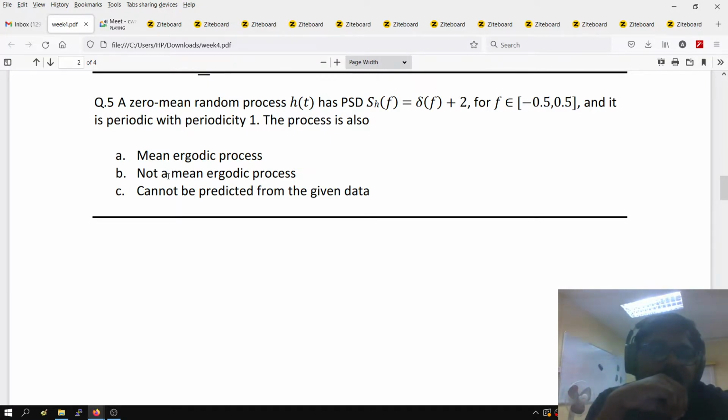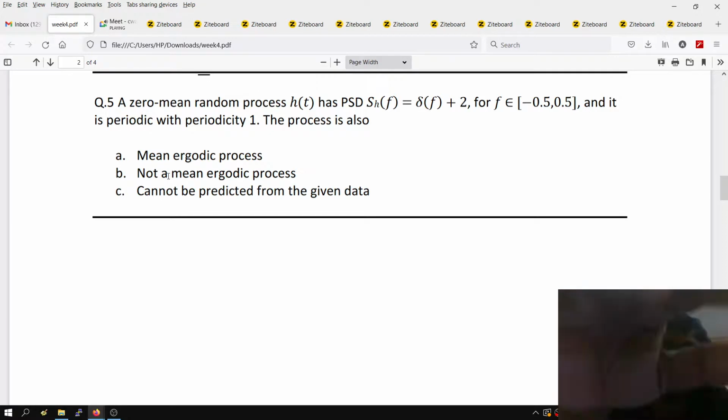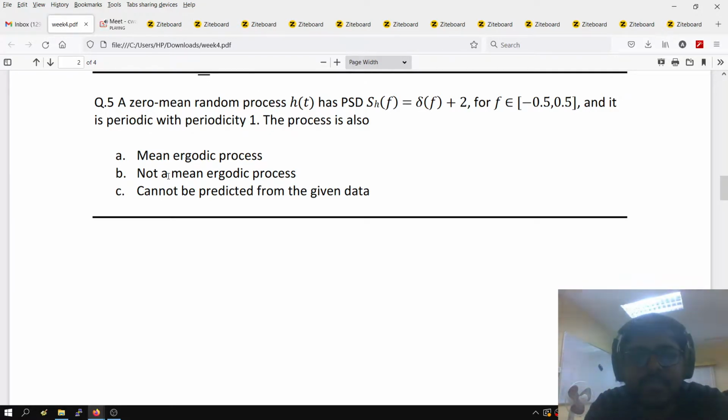How are you commenting that? Like, what is the thing? You are saying mean ergodic process. How can you say the mean ergodic process? That I want to know. What is your approach of solving this problem? You have given only the PSD, right? Am I audible? Yeah, that is only that is given, the PSD has been given.